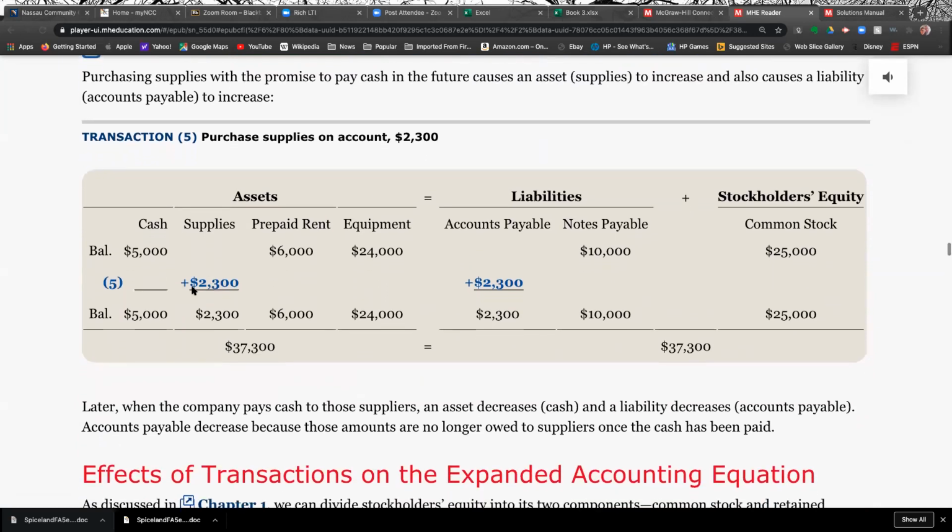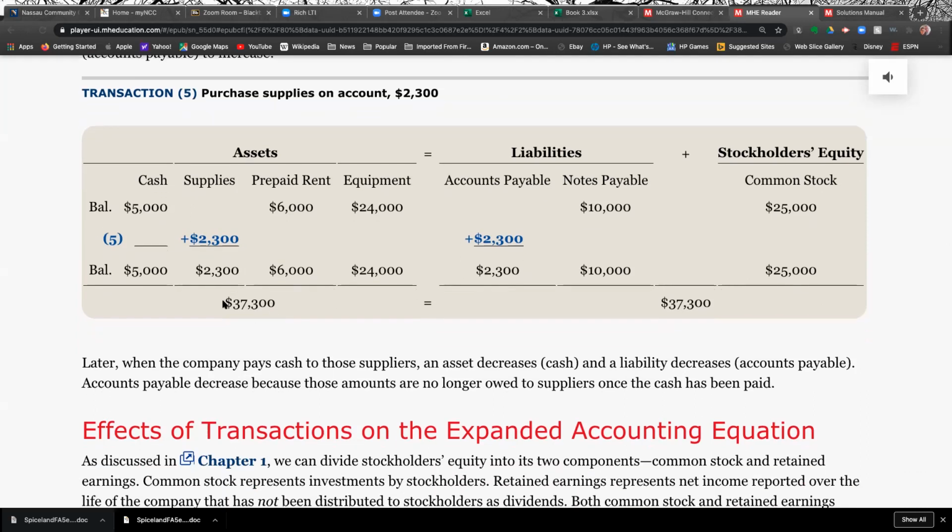So that means supplies is an asset. The left-hand side of the equation is increasing by $2,300. But we didn't pay for them, so we have a liability now called accounts payable. That'll increase the right-hand side of the equation. Now when we're finished with all the adding and subtracting, what do we have? We have $37,300 on the left and $37,300 on the right.